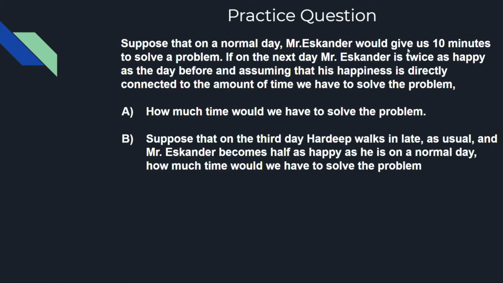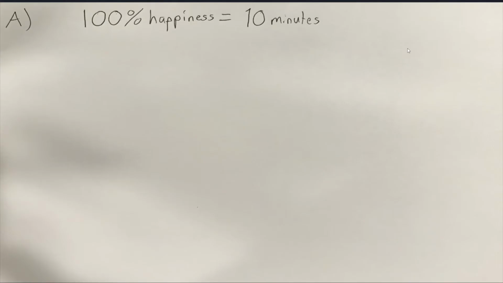This is the practice question. You can pause now, read it, and continue when you think you understand this question. So for part A, we know that Mr. Iskander on a normal day is happy, normally happy, and he gives us 10 minutes. So let's write this down. I used 100% happiness. You could use any value other than 0. Hopefully it's positive.